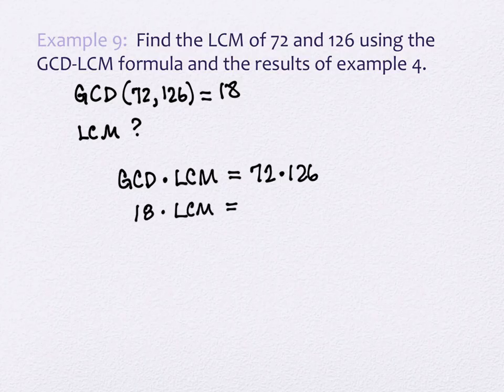So if the 18 times the LCM is equal to 72 times 126, how can I find the least common multiple? Yeah, it's like solving for x. So we're going to multiply the 72 and the 126 together.